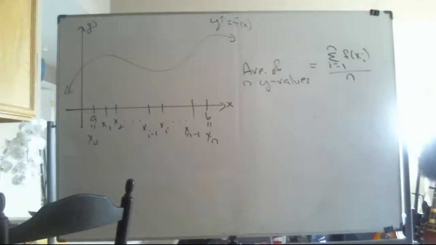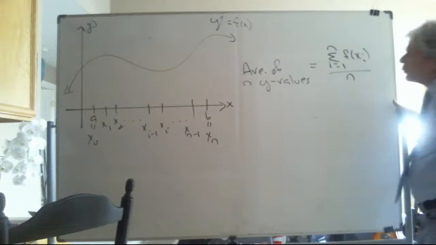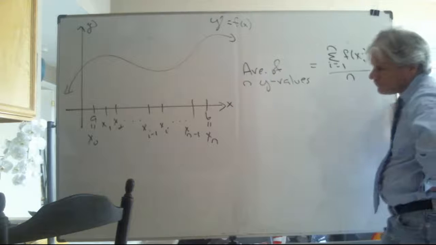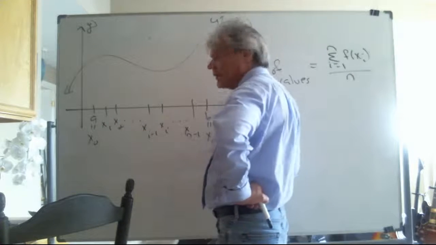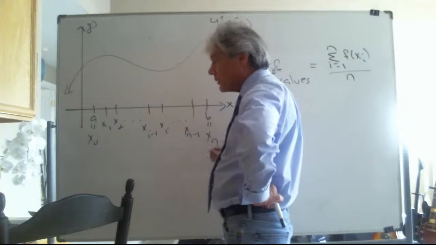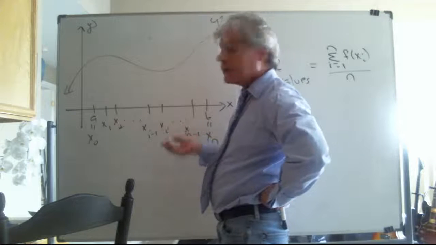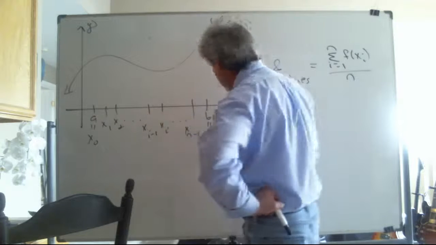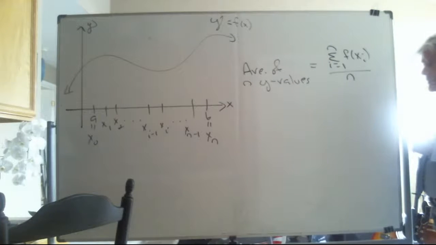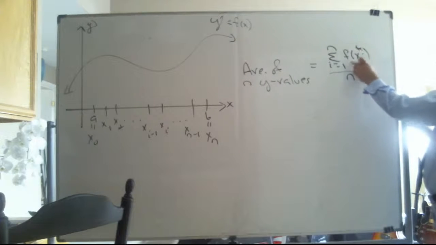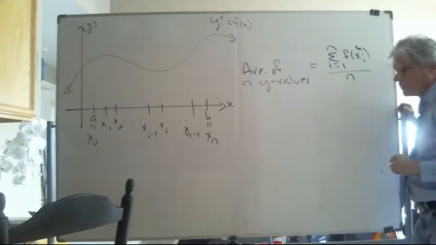I want to next ask an elementary school question, which is this. After partitioning the interval from A to B into n subintervals with a regular partition, meaning intervals have the same length, we will choose an arbitrary value of x in each of these subintervals. And for me to compute the average of those n y values, I'm simply going to sum them together and divide by how many I have.